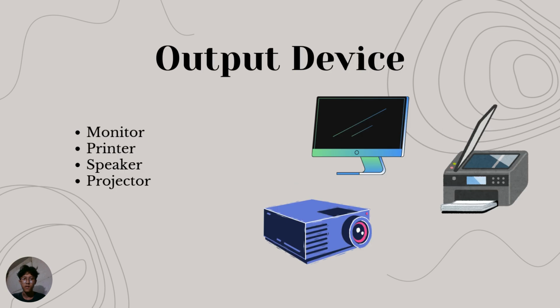And the next one is output devices. Output devices show us the results after the computer processes data. Common examples are monitors, printers, speakers, and projectors.